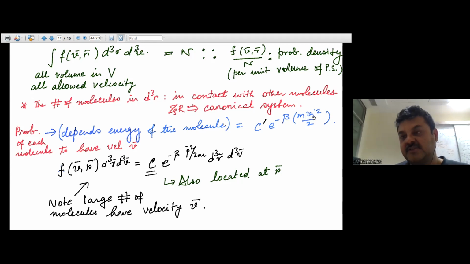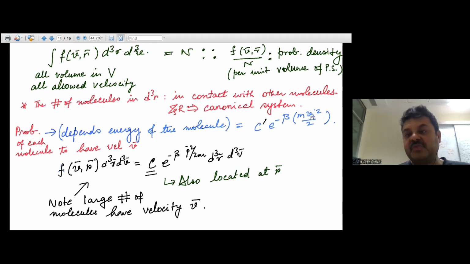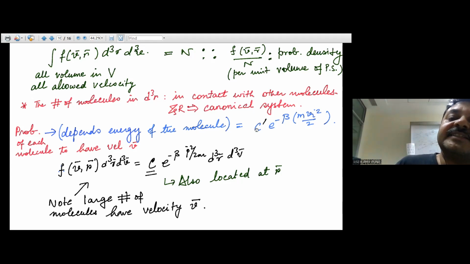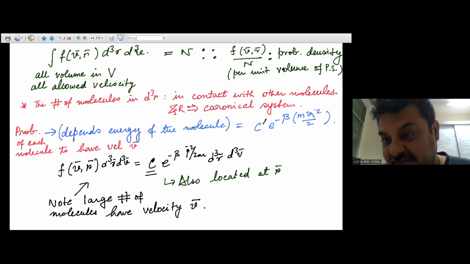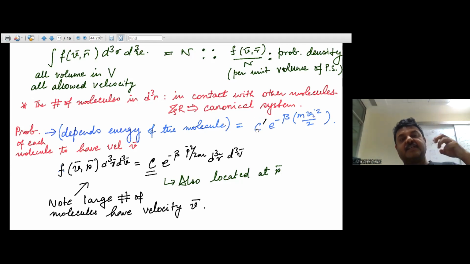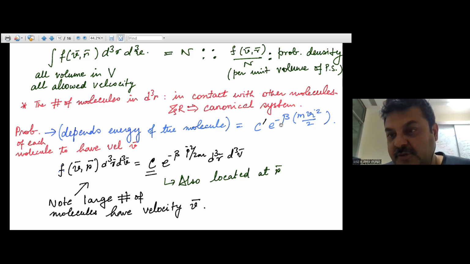So here this v squared means vx squared plus vy squared plus vz squared, because we are talking about a particular velocity vector. The probability that a particular gas molecule in d3r will have a particular velocity vector vi will be proportional to, because it is taking energy from a reservoir, e to the minus beta times the kinetic energy of that molecule. I have written it as c dash.